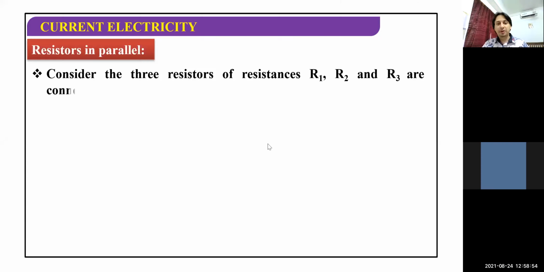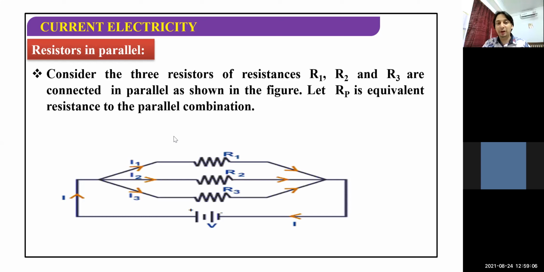Right? So the second category is more important compared with the first one. Parallel combination is very important, and generally we work on the parallel combinations. And this is the diagram.